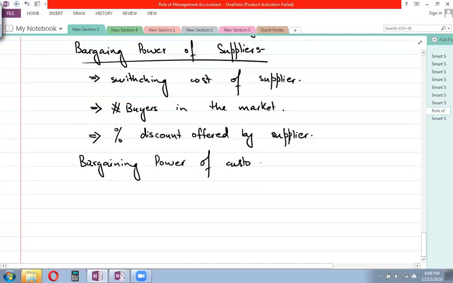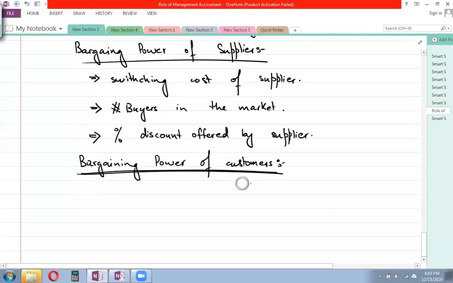Sir, with bargaining power of suppliers, can we also say like the number of suppliers available in the market? Because it will also affect the bargaining power of suppliers. Okay, the number of suppliers available in the market, right? Yes, you can say that, because that would be relevant to the bargaining power of the supplier. So yes, the number of suppliers available in the market.